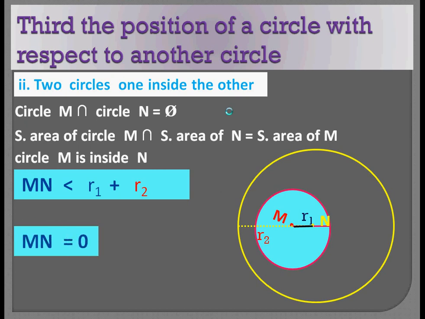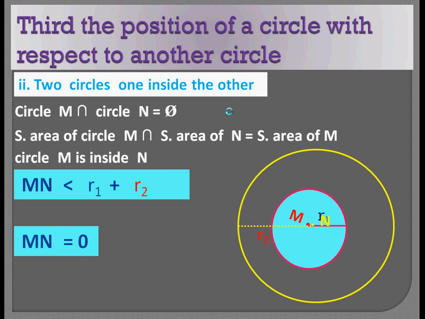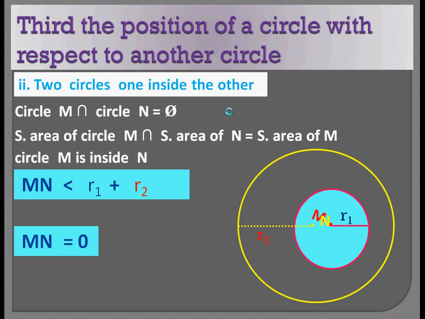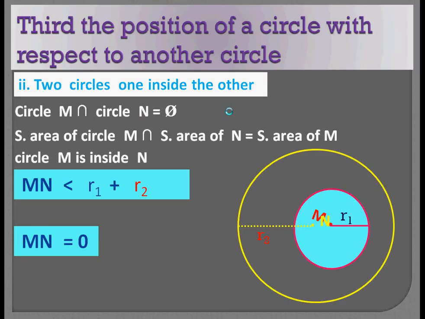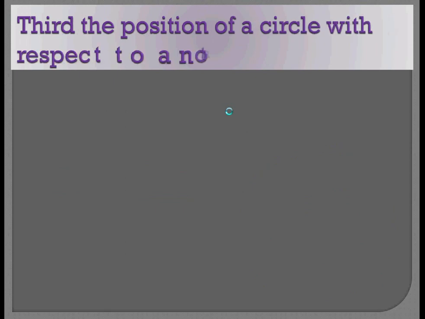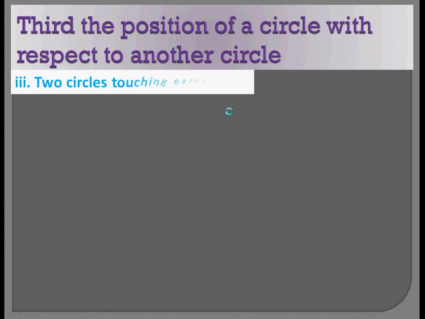After that, I have MN equal to 0, if you move the circle to be on the other circle. So, if you have the two circles, one of them inside the other, and they are congruent and concentric, we can say that the distance between their centers is equal to 0. After that, the third position, two circles touching externally.